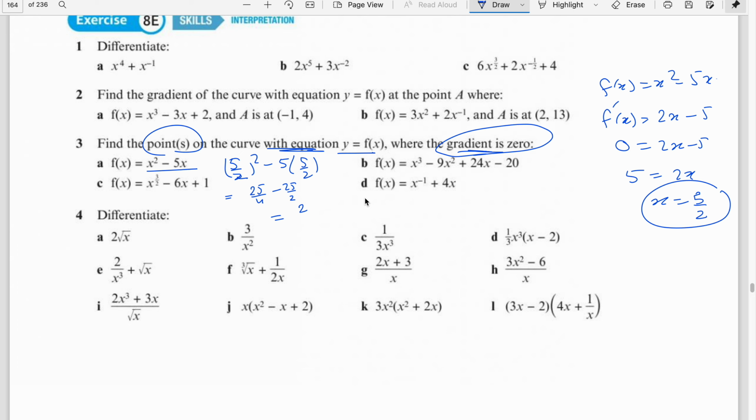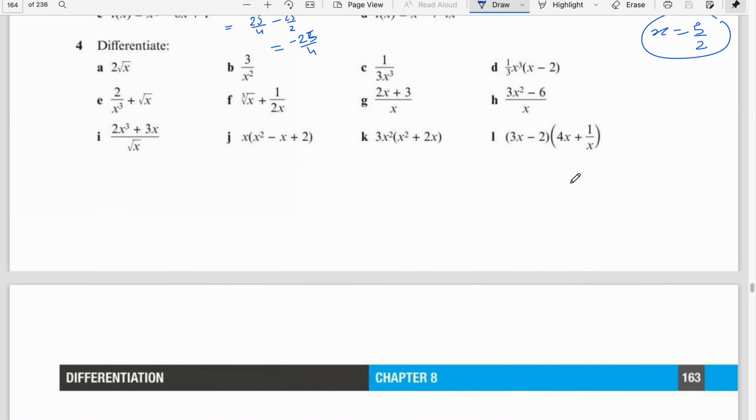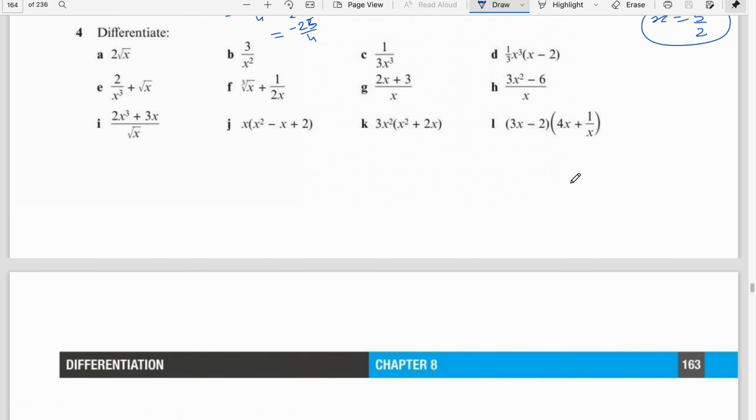Let me confirm. 25 by 4 minus 25 by 2 is minus 25 by 4. So the coordinates are x is 5 by 2, y is negative 25 by 4. Are you okay with these? Do you know how to differentiate them? Okay.